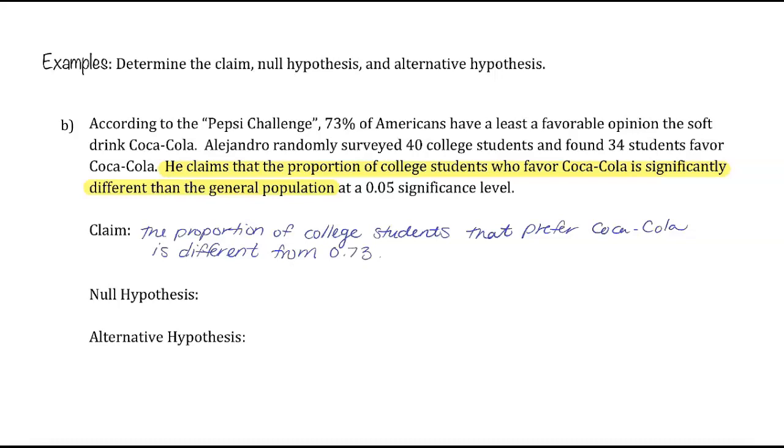To write this symbolically, we'll use a letter P since we're referring to a population proportion. And notice that it's not being claimed that the proportion is greater than or less than 0.73, but simply that it's different from 0.73. So we can state this claim symbolically as P is not equal to 0.73. With our null hypothesis as a statement of equality, we should write H0 as the statement that the proportion is equal to 0.73. Now the alternative hypothesis will reflect our claim. H1 is the statement that the proportion is not equal to 0.73. Let's take a look at one last example.